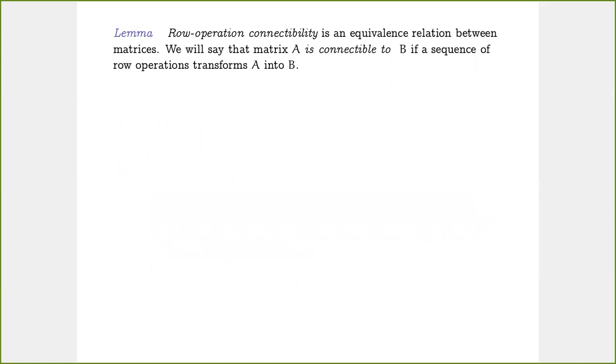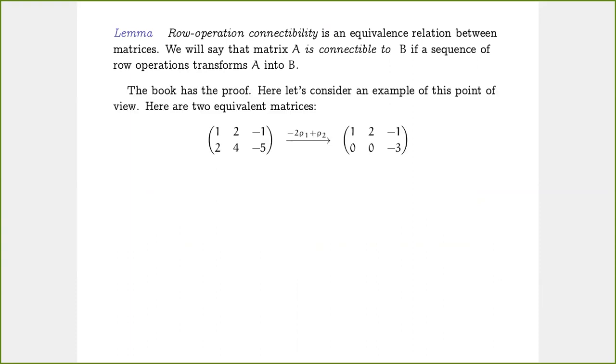Row operation connectability is an equivalence relation between matrices. We say that matrix A is connectable to B if a sequence of row operations transforms A into B. The book has the proof. Let's consider an example of this point of view, and then we'll consider a sketch of the proof.